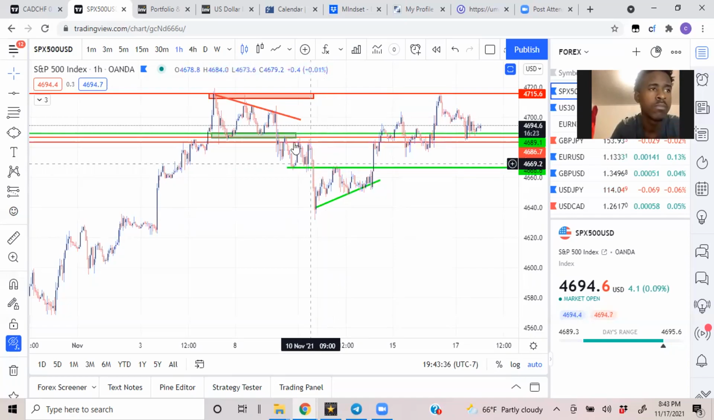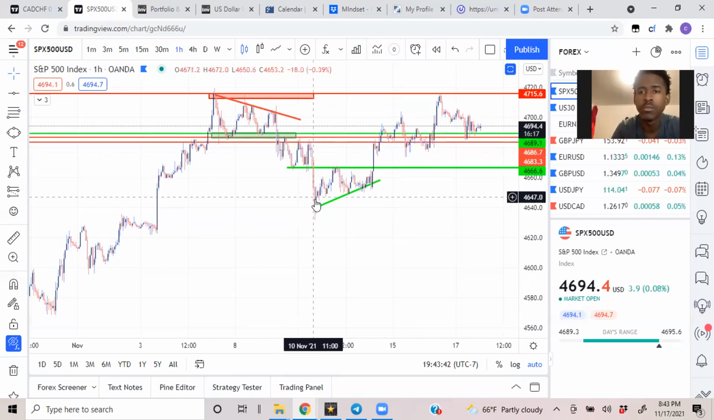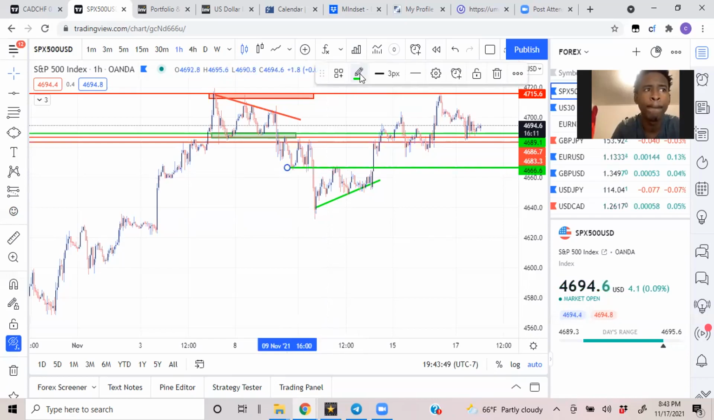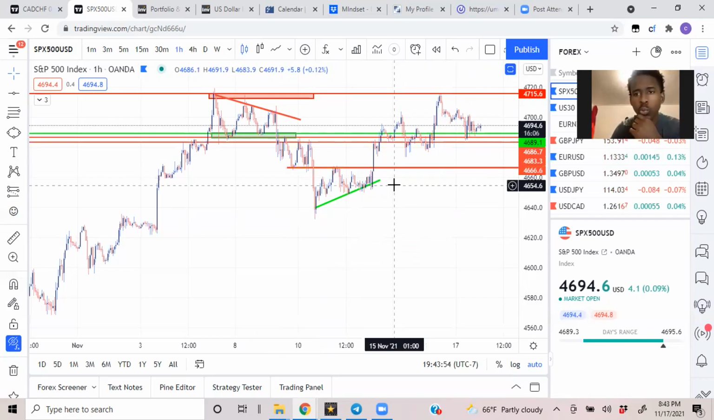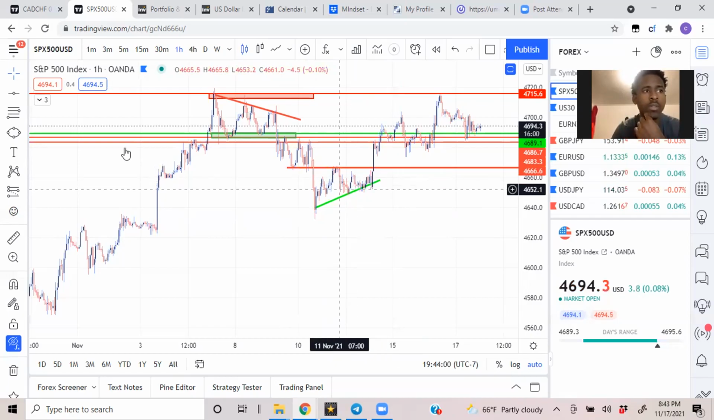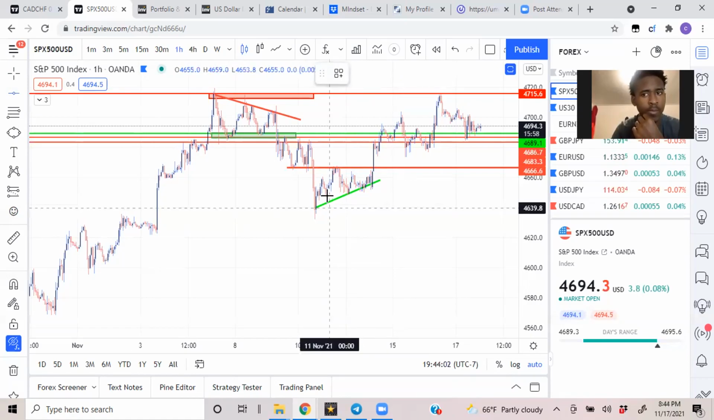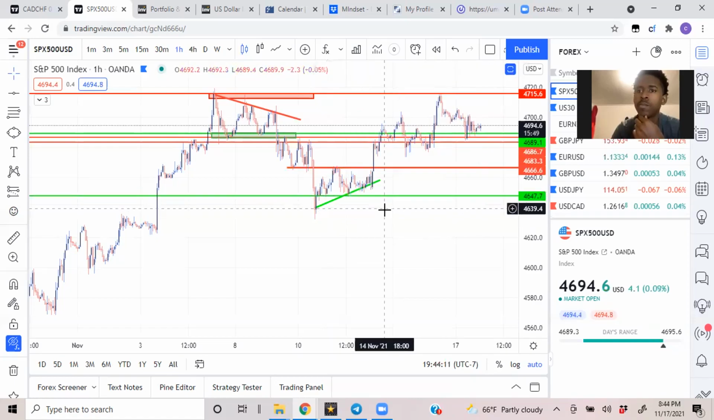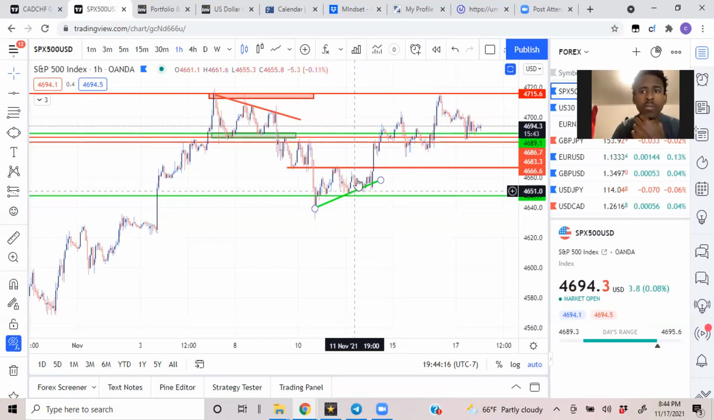So over here, it was our support, right? Then once it broke through, it came back and retested, and now it's our resistance. So we can now make this green line red. You see that? That's our new roof now. And now we have a new floor right here. So now we're back playing this game again. We're now back in a tennis match. So now they're going back and forth.